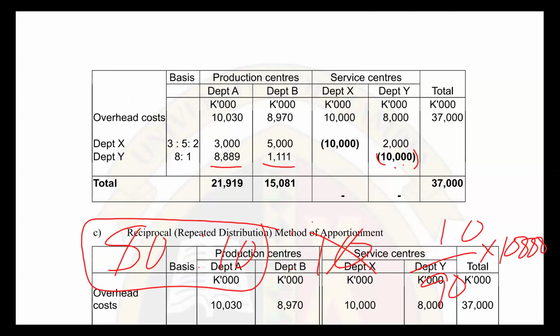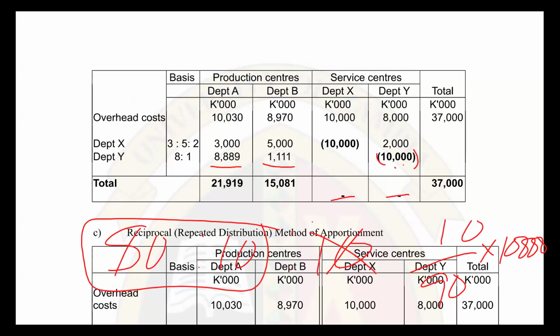And by that time, you find that you have finished allocating everything, doing the apportionment from departments X and Y. Nothing has remained. You remain with just a 0, right? On X is 0 and on Y is 0 as well. So the message we are sending across is that all the costs have finally found themselves in the production centers using these various methods of reapportionment. Any questions?